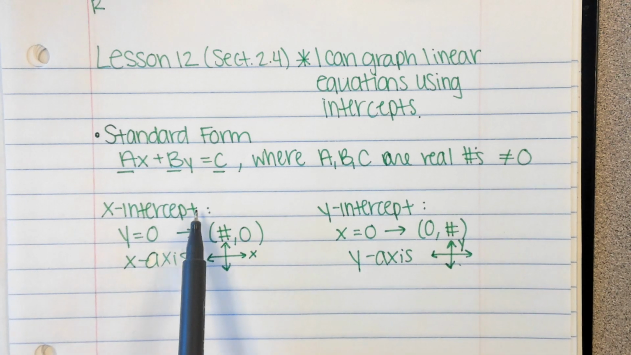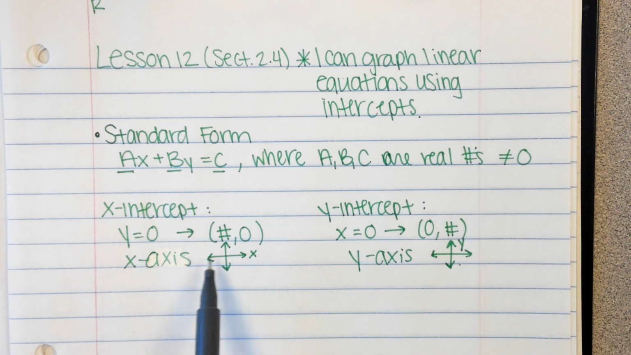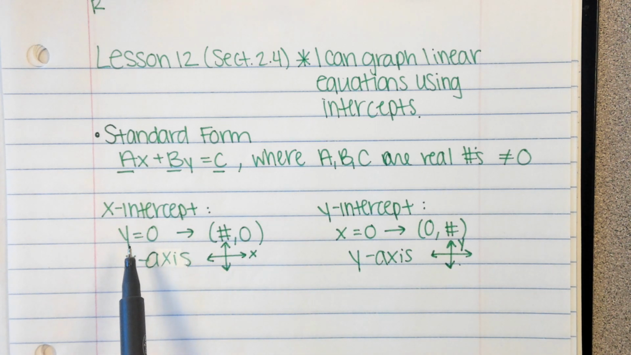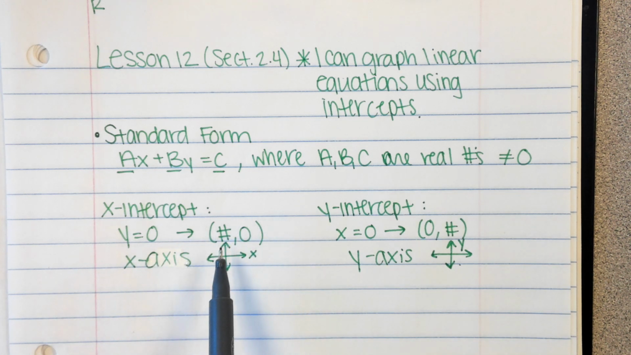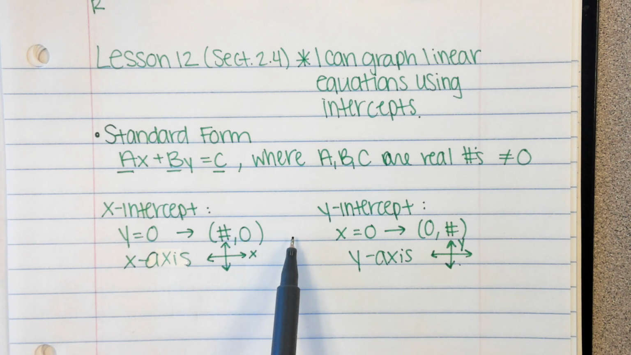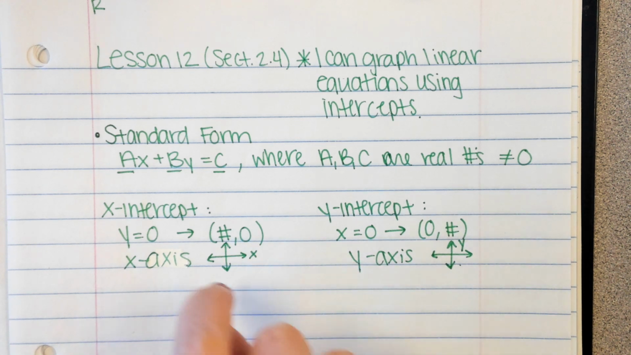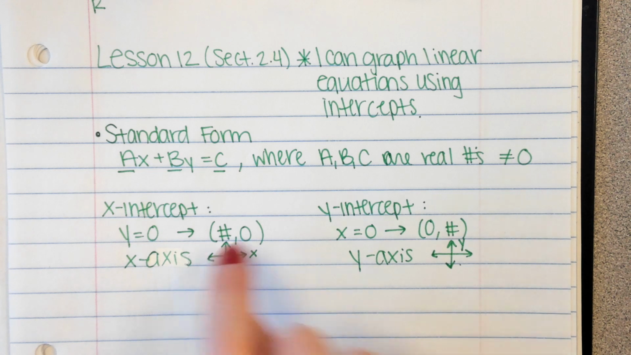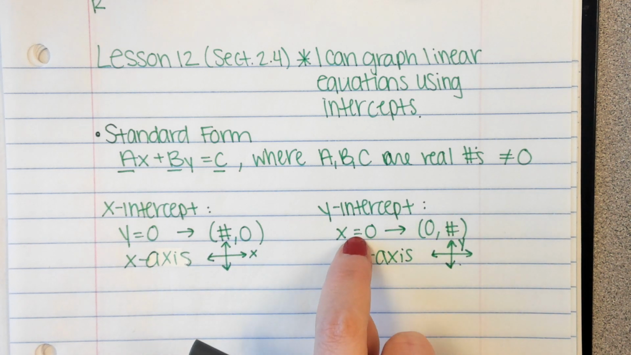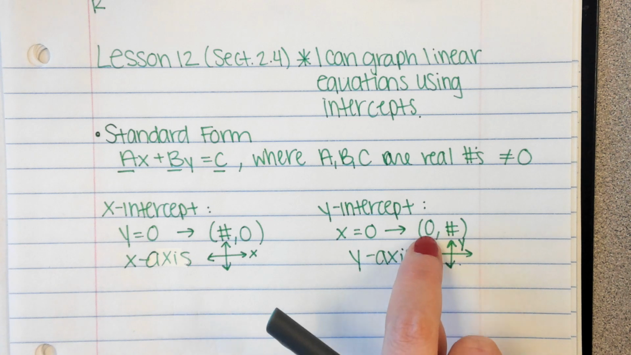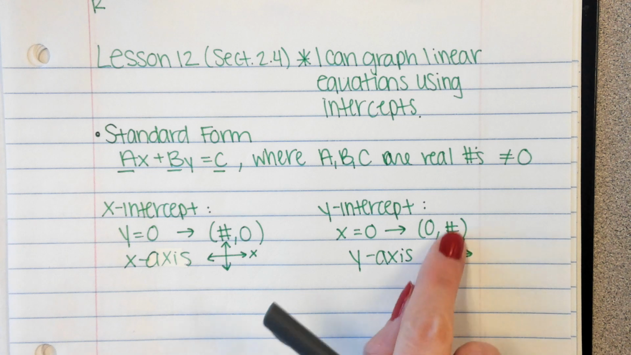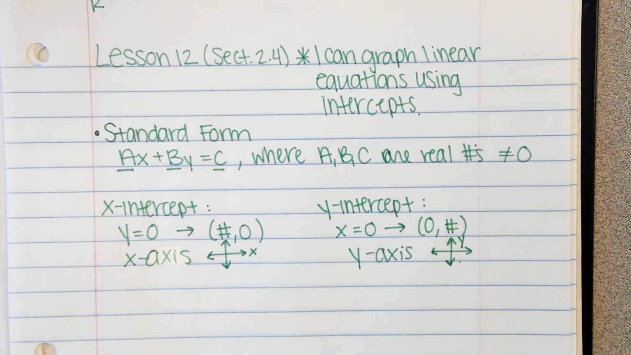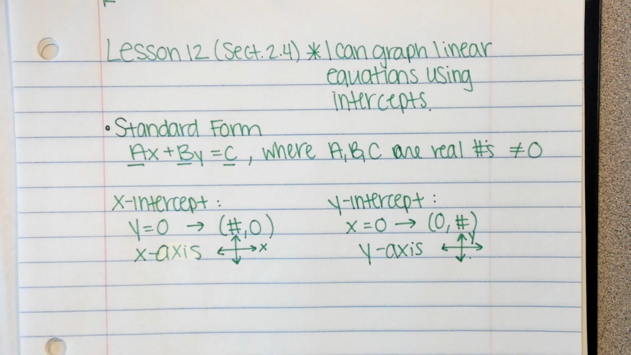Now, an x-intercept is on the x-axis, that's horizontal, and at your x-intercept, your y is 0. So the coordinate point or ordered pair will be some number, comma, 0. That means you don't go up or down any. It's just on that horizontal line. Okay, the y-intercept is the opposite. Your x equals 0 and your ordered pair is 0, comma, some number, and it'll be on the y-axis, which is that up and down. So you're not going to go left or right any, you're just going to go up or down for the y-intercept. So take just a second, make sure you have this stuff written down.